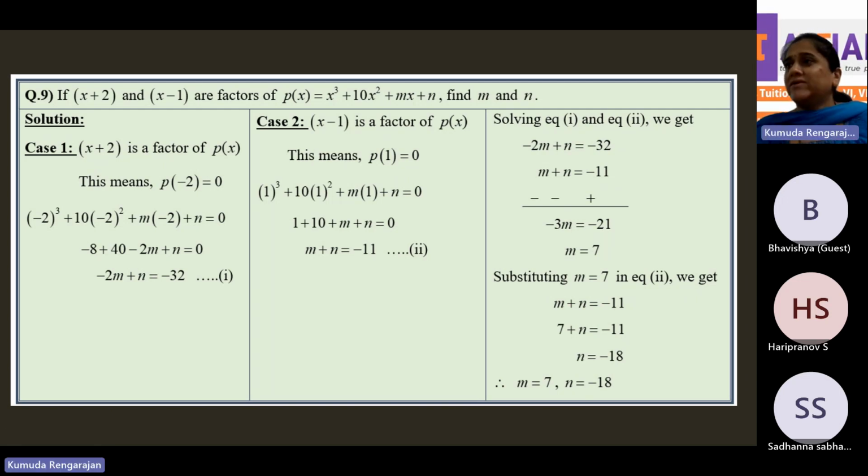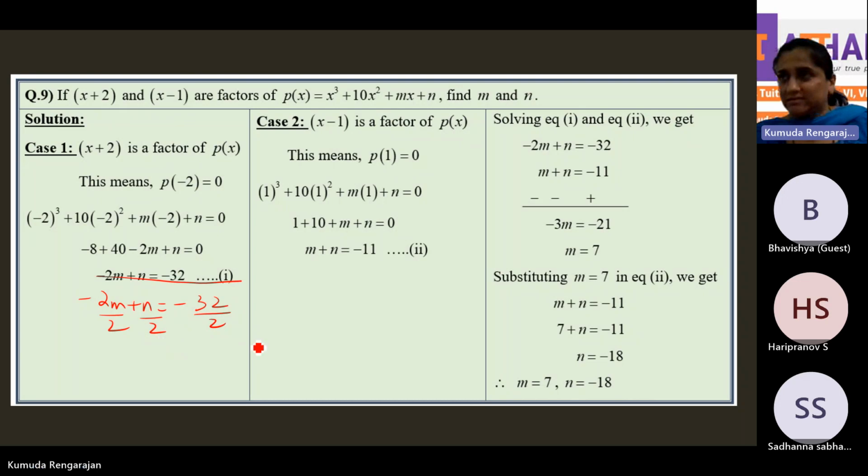Now please ask your doubts one by one. Where did you go wrong? Some of us wrote minus 2m plus n is equal to minus 32, then divided by 2, correct? Then you must write n by 2, and it stays n by 2. But you should not do that, it doesn't solve the purpose. If you divide by 2, you will get a fraction n by 2. Then again you should take the LCM and cross multiply.